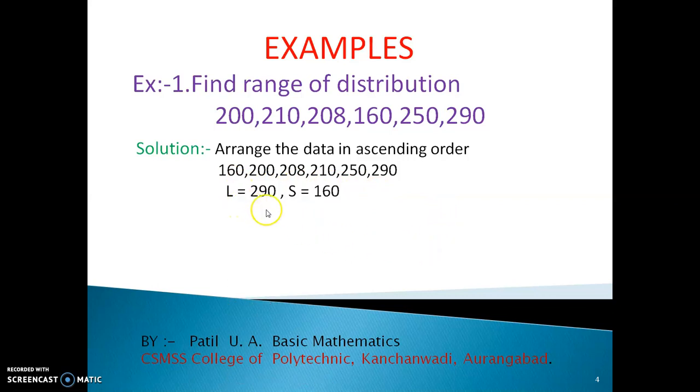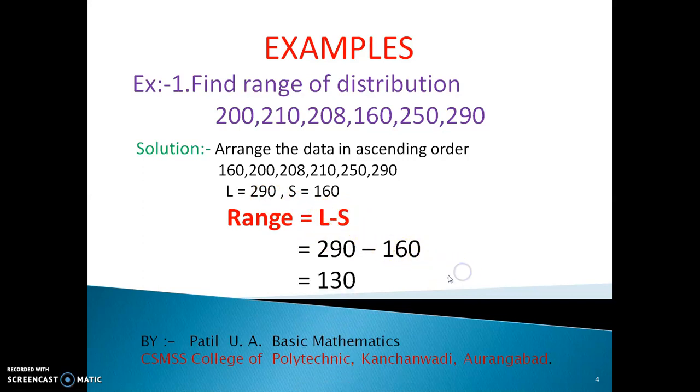Take the value of L. L means 290 and S is 160. Now use the formula: range equals L minus S, the largest value minus the smallest value. Largest value 290 and smallest value 160. The answer is 130. This is the example of range.